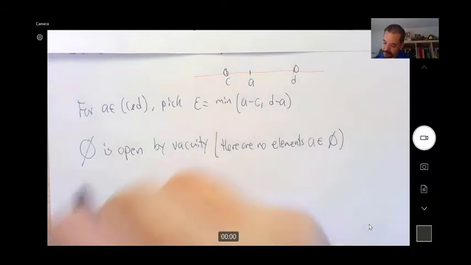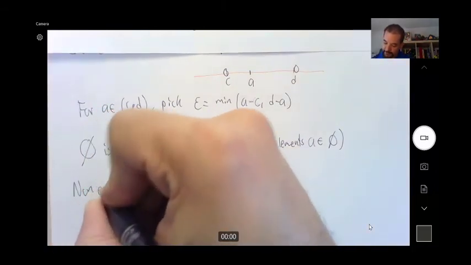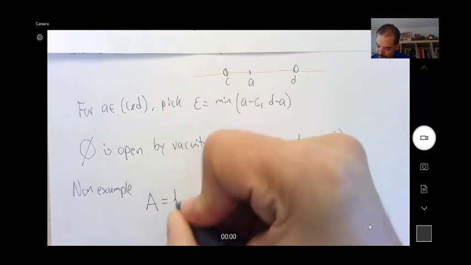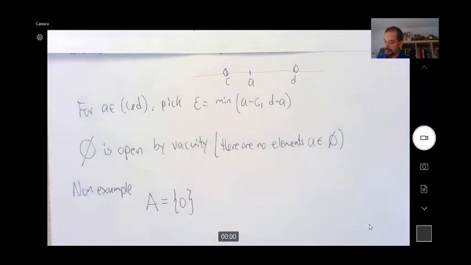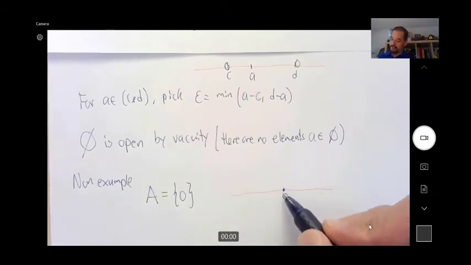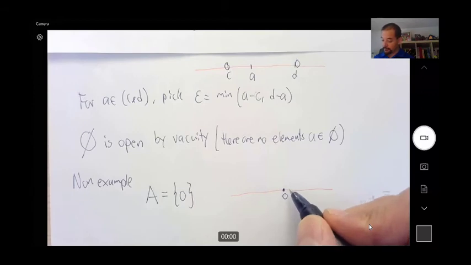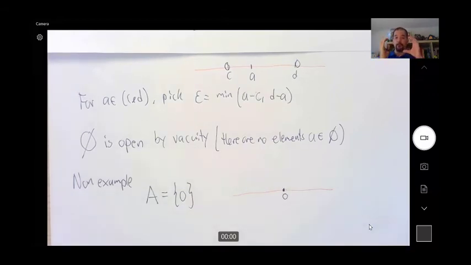So let's do a semi-closed interval. So non-example. Well, actually, let me start with something easier. A finite set, or a set that only has one element. Non-example: this guy, 0. It's a set that has one point, 0. Okay, now why is it not open? Well, for this set to be open, I need to show that for every element in A, there's only one, so it has to be 0, that 0 has a neighborhood inside this set.